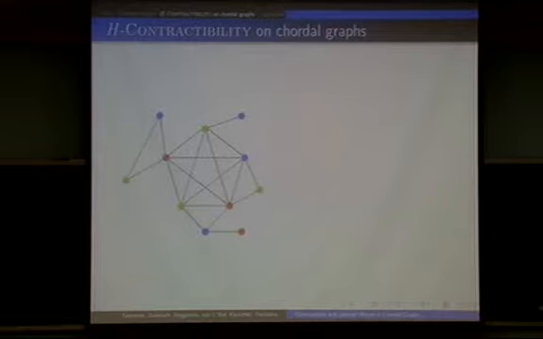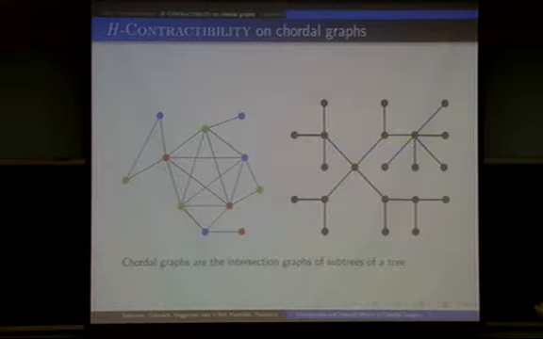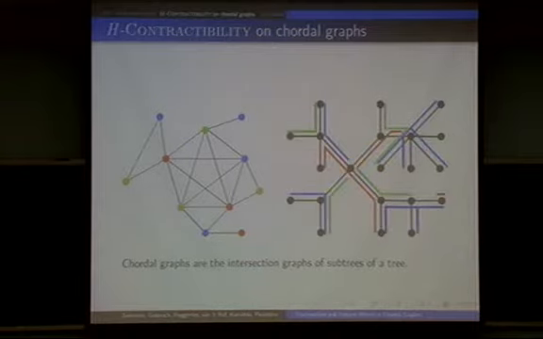So chordal graphs are graphs without induced paths of length 4 or more, but that's not very convenient for us. So what we will consider is that chordal graphs are exactly the intersection graphs of subtrees of a tree. So you are given a ground tree, and you take induced subgraphs of this ground tree, and 2 vertices in your graph are adjacent if and only if the associated subtrees of your ground tree overlap in some vertex.